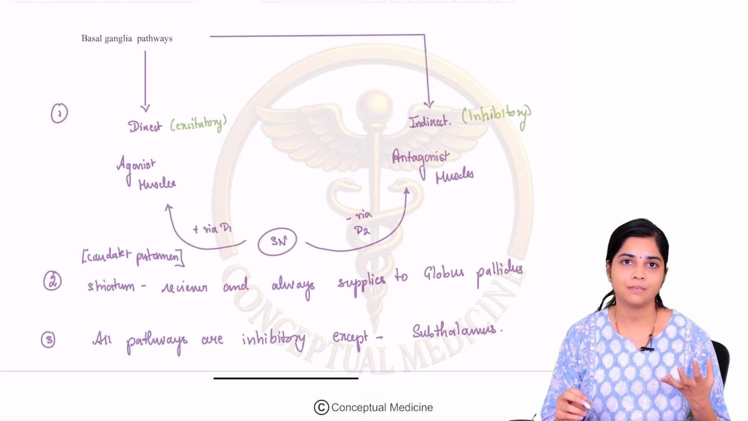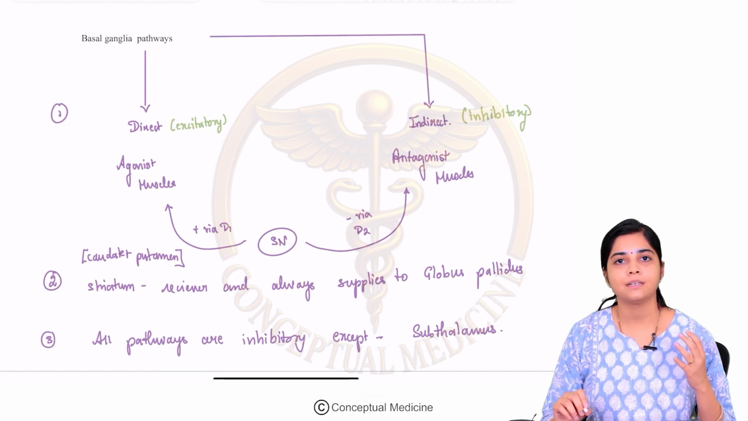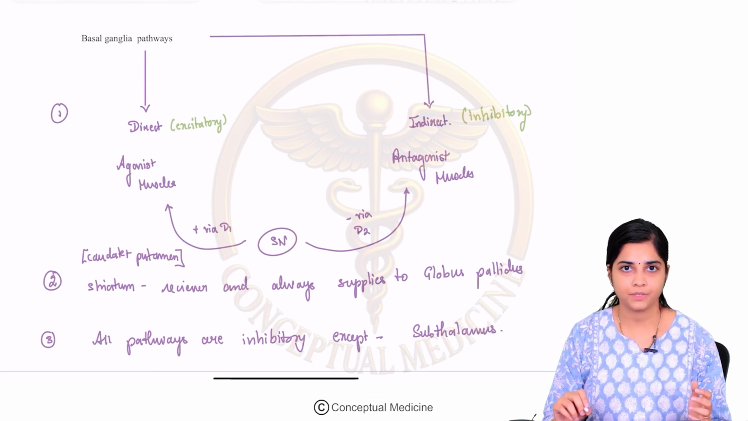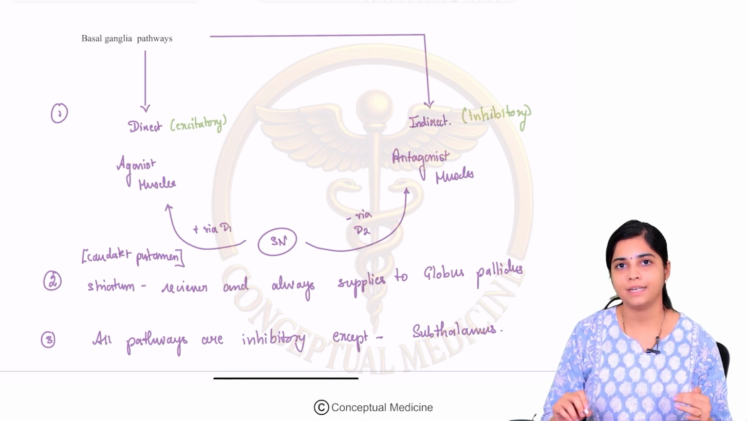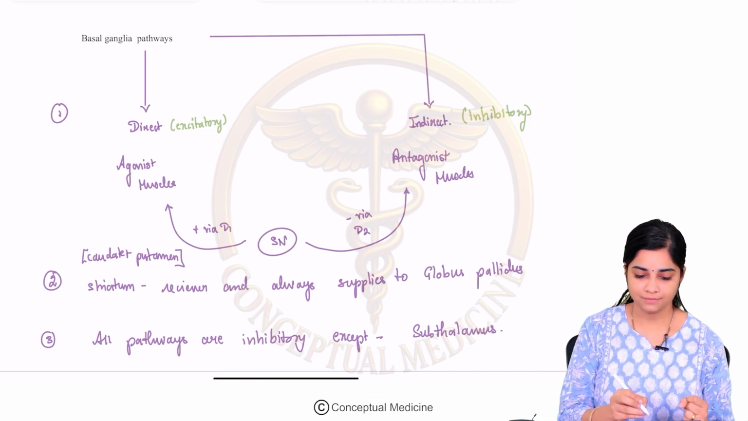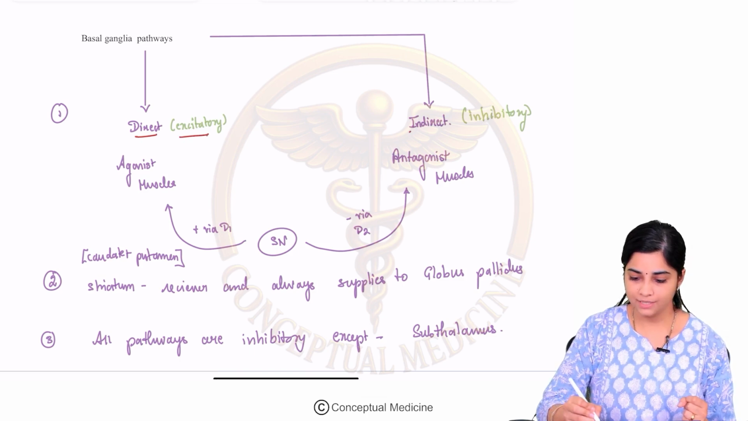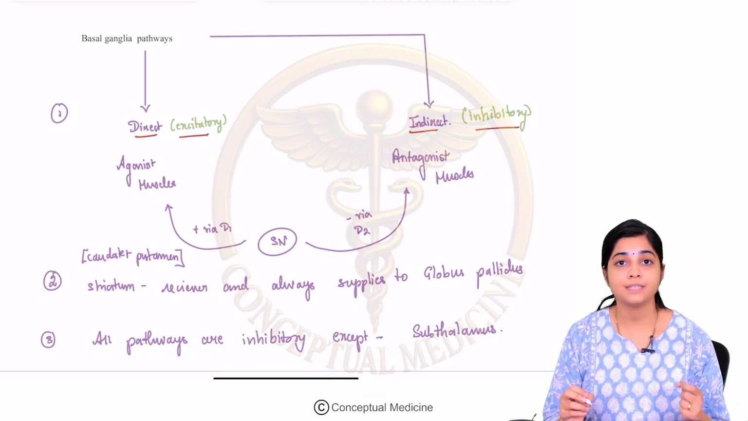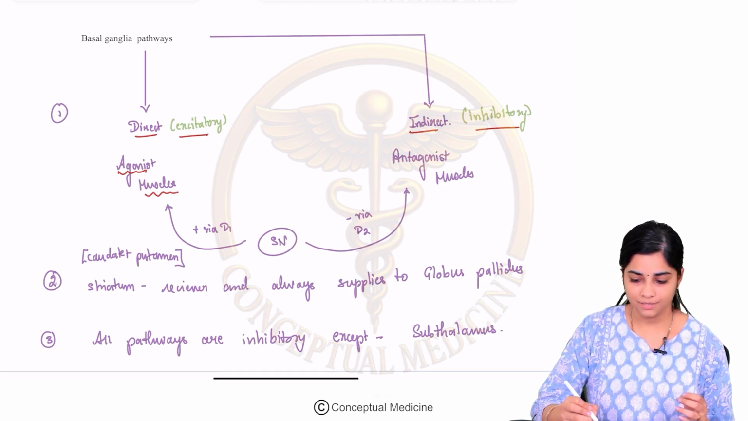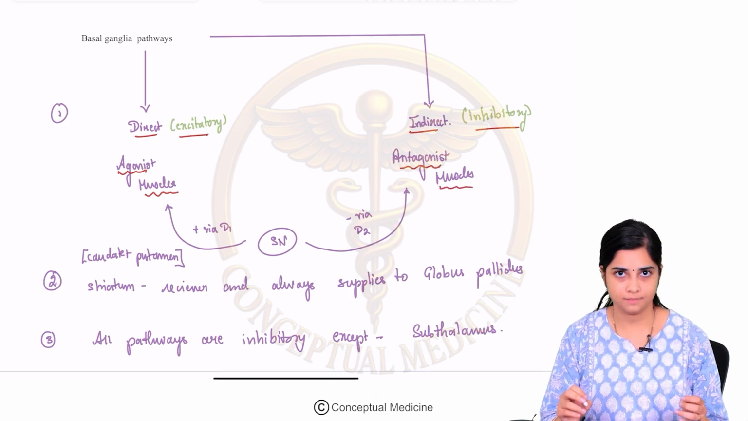Okay, so whenever we come to neurotransmission in the basal ganglia, there are two pathways. Before we understand what exactly is Parkinson's disease, let us understand the basic physiology of the basal ganglia. So when it comes to the basal ganglia, there are two pathways that are involved, which basically includes the direct pathway and the indirect pathway. So the neurotransmission in the basal ganglia involves two pathways, the direct pathway, which is excitatory in nature, and the indirect pathway, which is inhibitory in nature.